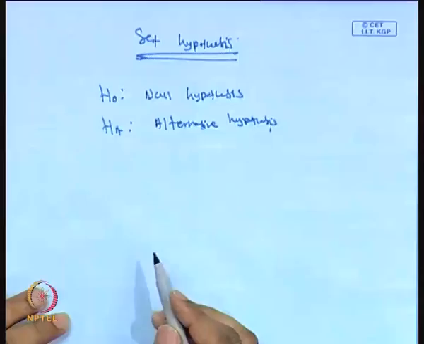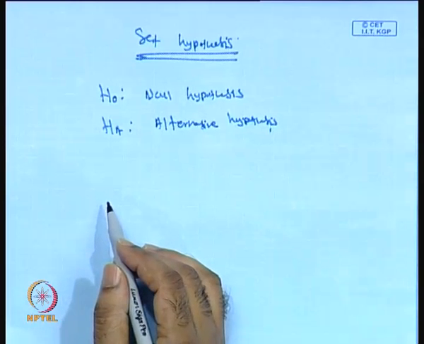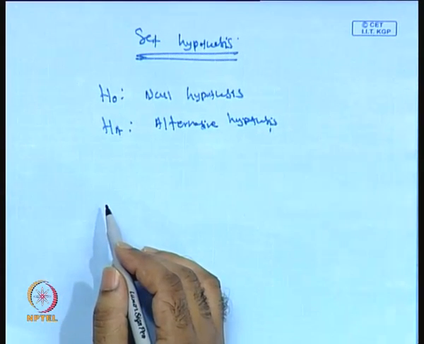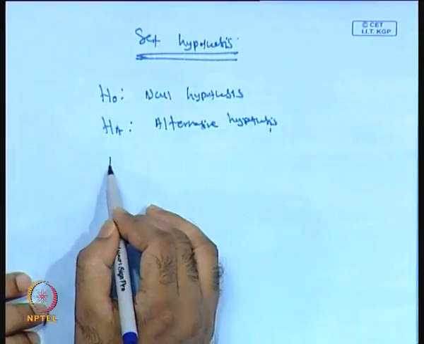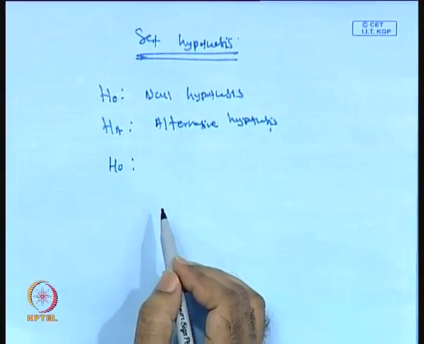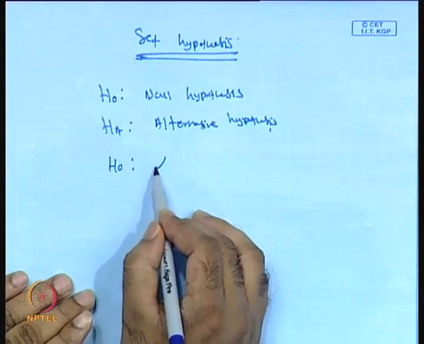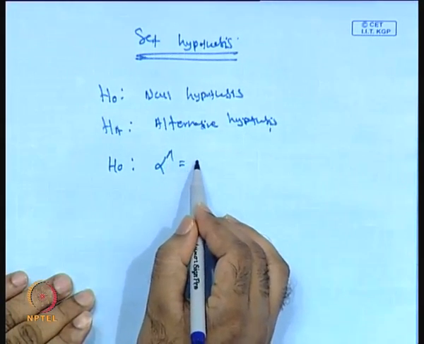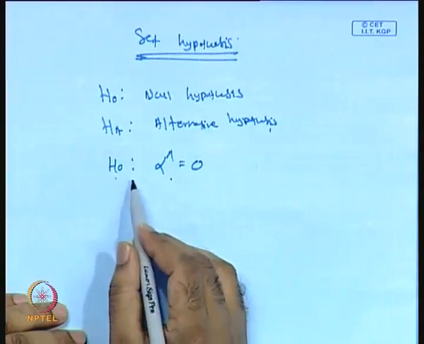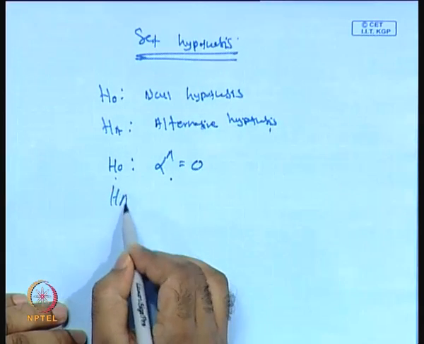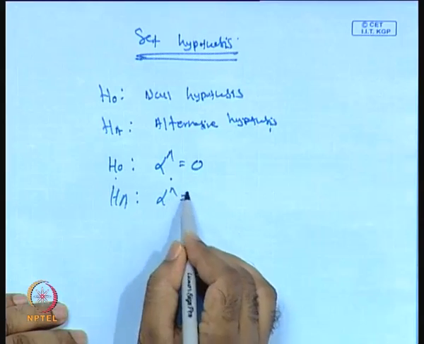In this particular context, a null hypothesis means a hypothesis which you set to verify a particular objective, and generally we set the null hypothesis negatively. For this particular problem, we say alpha hat equal to 0. So, we start with a negative assumption, because our objective is to reject that assumption. H0 such that alpha hat equal to 0, against Ha such that alpha hat not equal to 0.